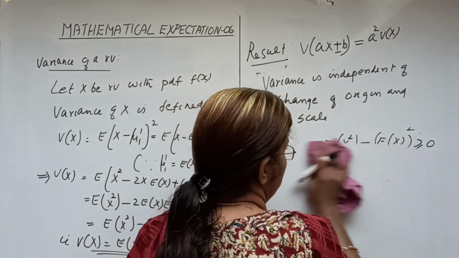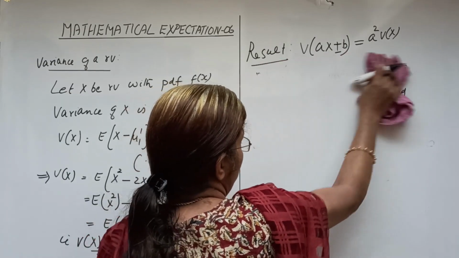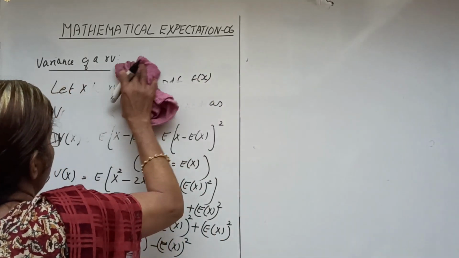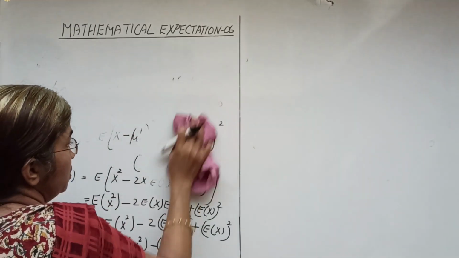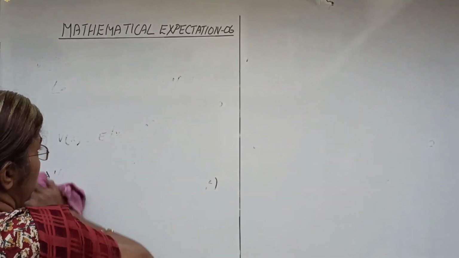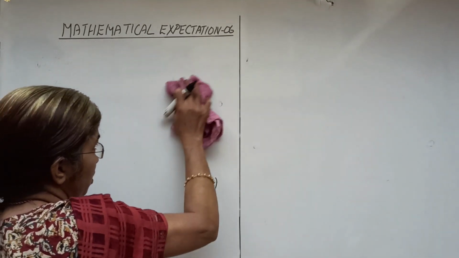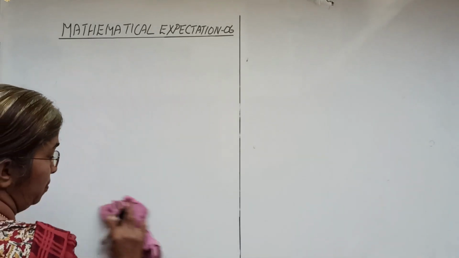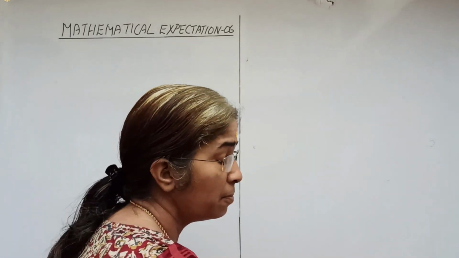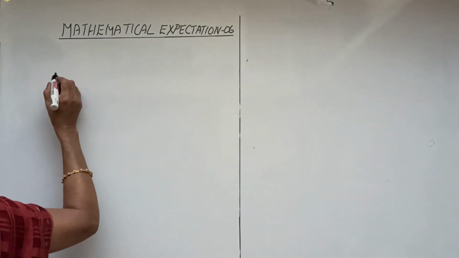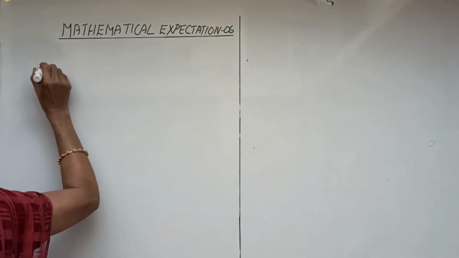Now we move on to the moment generating function of a random variable, MGF. A very important fundamental definition, with fundamental results using the moment generating function. So firstly we define the moment generating function.